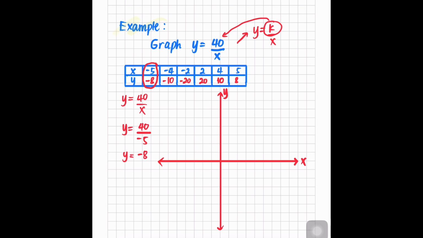Now for the x-axis, since positive 5 is the highest and negative 5 is the highest on the negative side, you can say positive 1, 2, 3, 4, and 5. To the left, negative 1, negative 2, negative 3, negative 4, and negative 5.